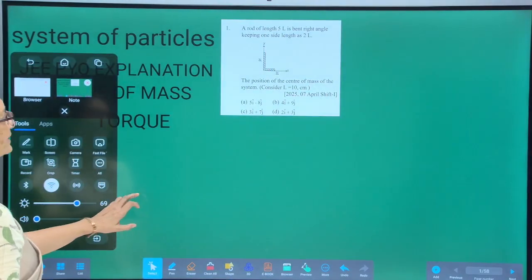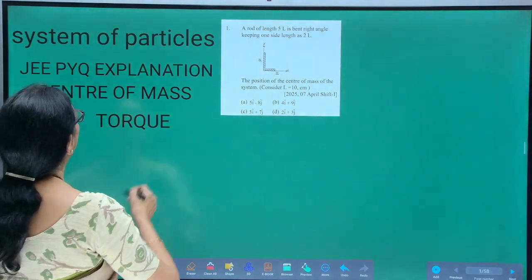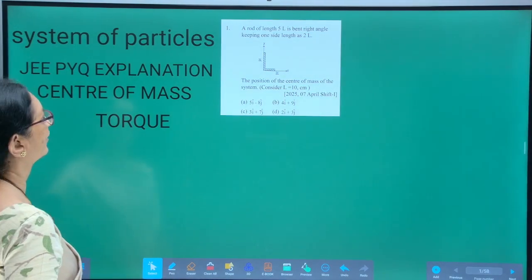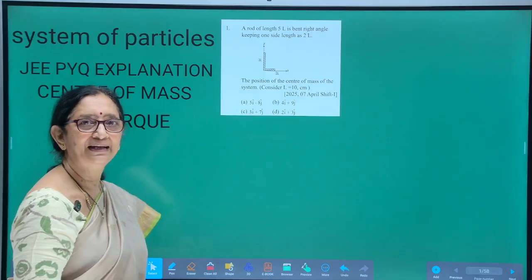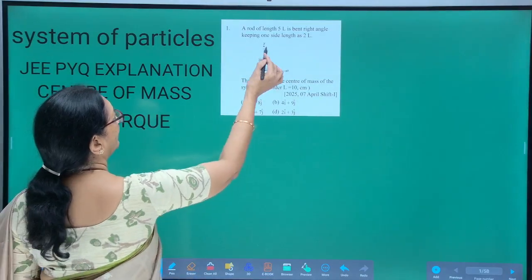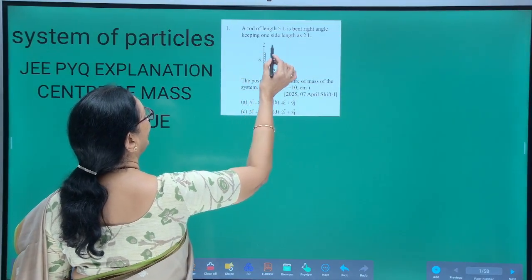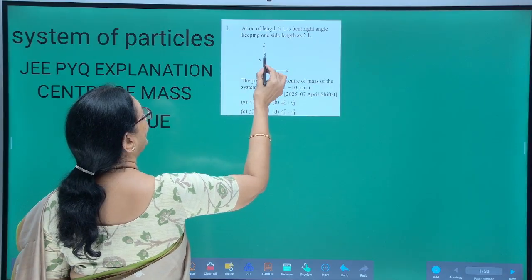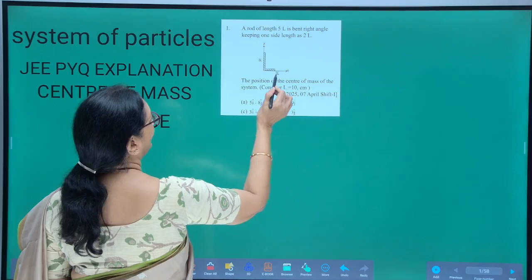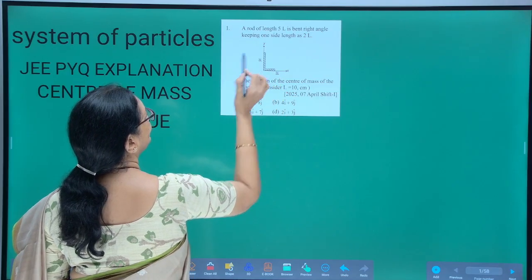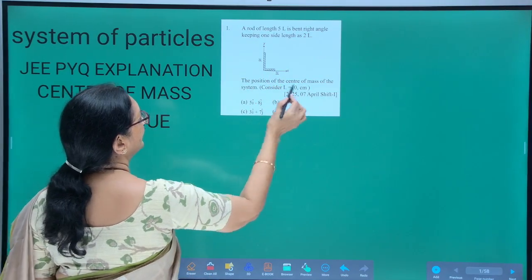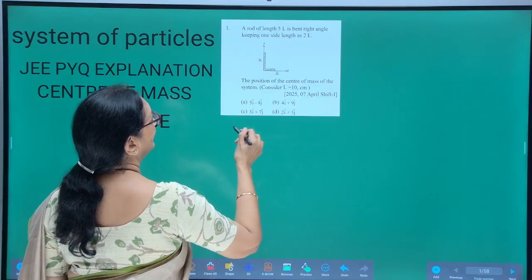Look into the first problem. Center of mass and torque based problems I am going to discuss in today's class. A rod of length 5L is bent at right angles keeping one side length as 2L. If this length is 2L, this length is 3L. Position of center of mass of the system you need to find.